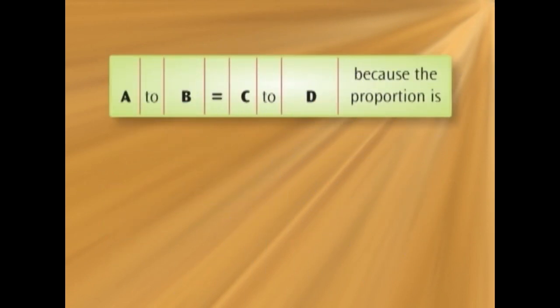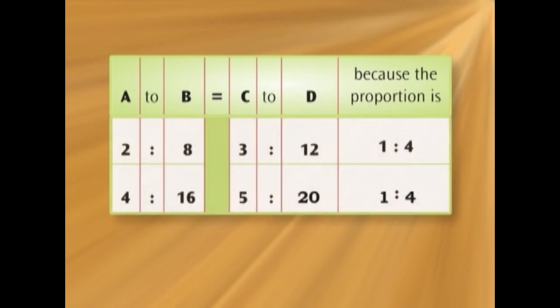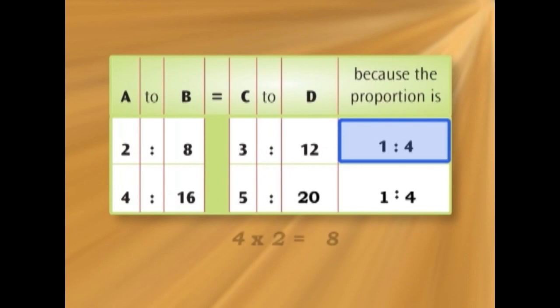Let's try this chart. We've got A is to B as C is to D, because the proportion is, well, if we use real numbers, we can say 2 is to 8 as 3 is to 12, because the proportion is 1 to 4. You see, 4 times 2 is 8. 4 times 3 is 12.